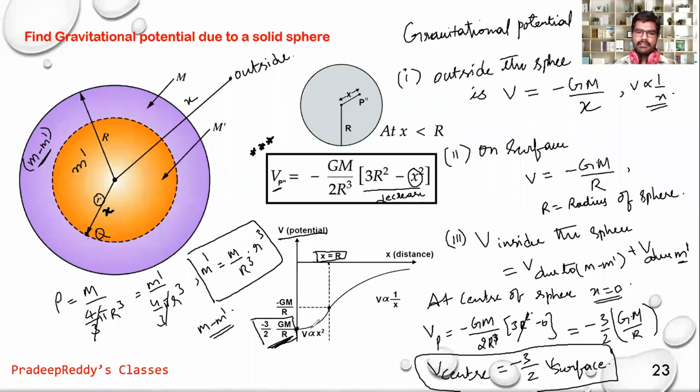So it decreases till x is equal to R, and beyond that also it decreases such that V is inversely proportional to x. Inside the sphere, V depends on x square, but here V is directly proportional to 1 by x. That is the reason why the slope of decrease in the graph inside and outside are not the same. The slope is variable. So this is about gravitational potential due to a solid sphere.